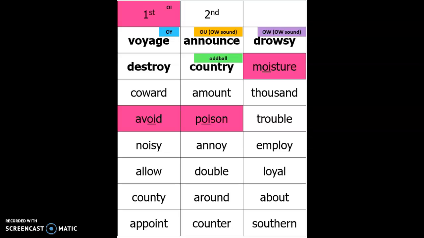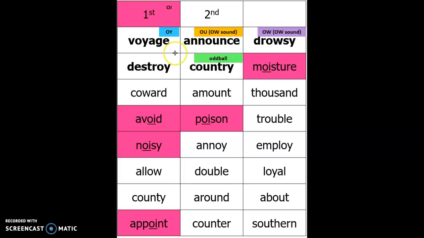The next word that we have is noisy. If it's really noisy in the classroom, it is so difficult to focus. So we have noisy, that oi sound, O-I category. And the last word that we have for oi with O-I is appoint. We appointed our student senators by voting, appoint. So those words belong in the oi category, O-I.